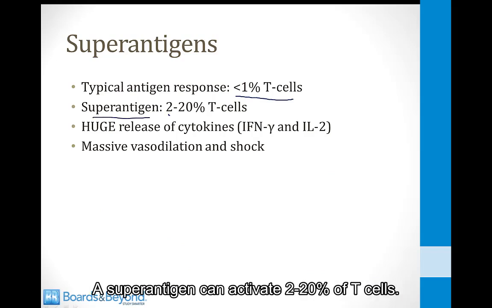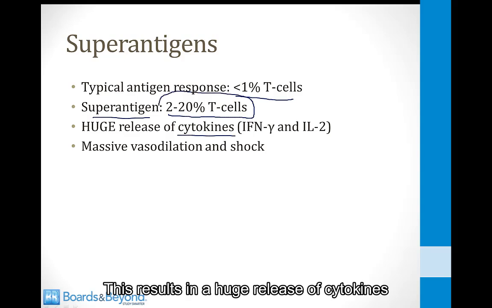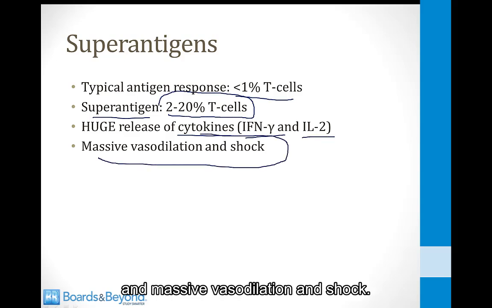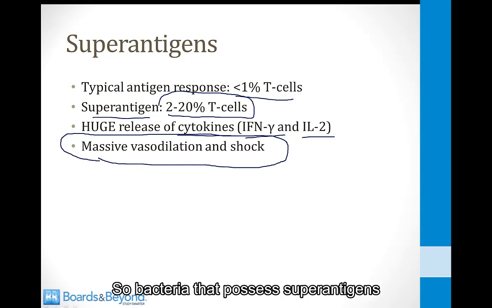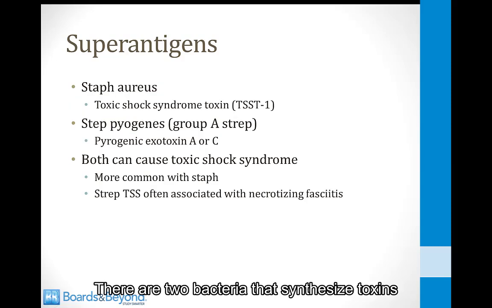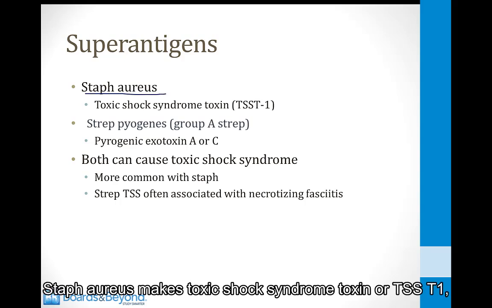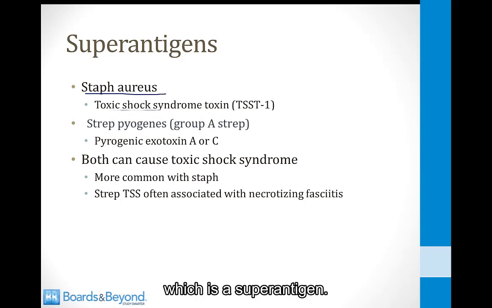A superantigen can activate 2 to 20% of T cells. This results in a huge release of cytokines like interferon gamma and IL-2 and massive vasodilation and shock. So bacteria that possess superantigens can make patients very, very sick. There are two bacteria that synthesize toxins that can act as superantigens. The first one is Staph aureus. Staph aureus makes toxic shock syndrome toxin, or TSST1, which is a superantigen.